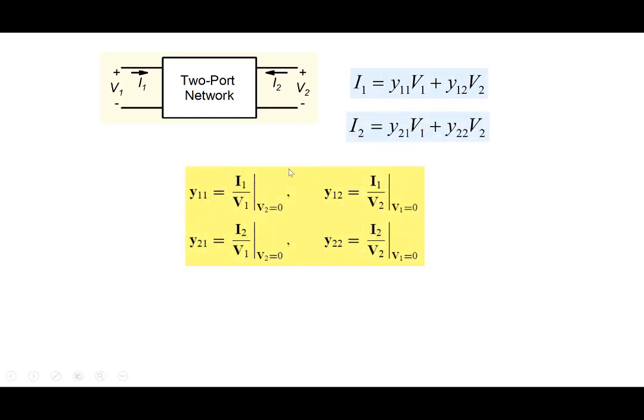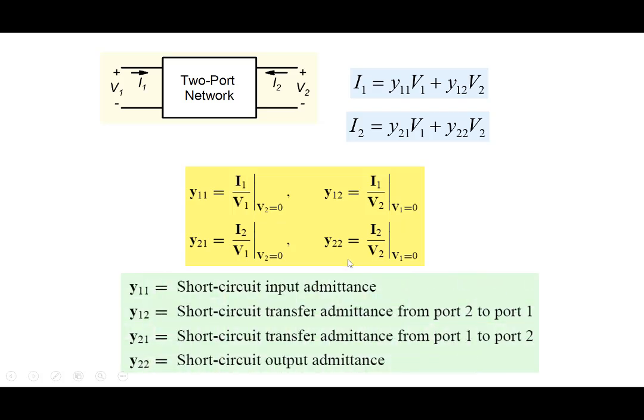And as usual, we can determine these now. If you want to determine Y11, well, then you put V2 equal to 0. You short the output and then you take these ratios here. And similarly, once you put V2 equal to 0, if you look at the second equation, I2 by V1 will give you Y21. Next case, you short the input side here, V1 equal to 0 here, apply an output V2 here, and then you'll get I1 by V2 and I2 by V2. So you can determine all of these things there.